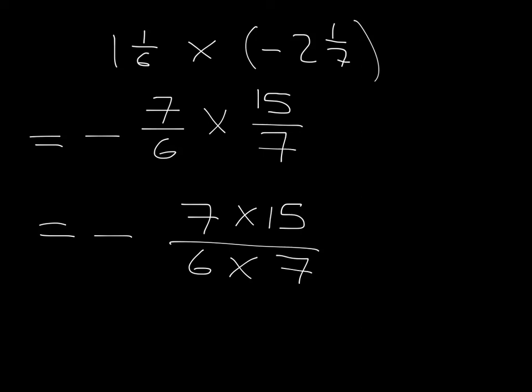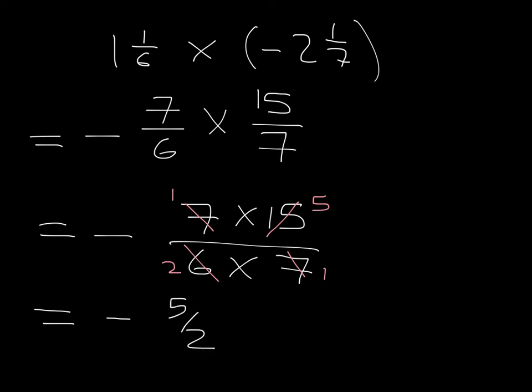And I don't want to do big multiplications, so I'm going to try and see when I can cancel. Whatever I divide into the top, I divide into the bottom. Well, I can see, obviously, I can divide top and bottom by 7. And then I've got a 15 and a 6. Both of those can be divided by 3. And so I will get my answer of 5 over 2.